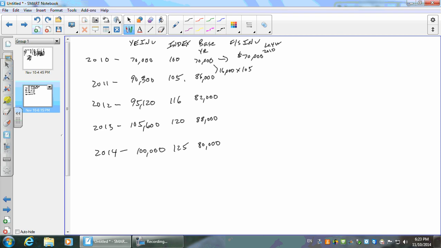1.05. That gives me how much? What's that new layer? What is 16 times 1.05? 16.8. That sounds right to me. That's right. Guess what? That's the 2011 layer. Okay? So now I've got 70, right? Plus 16.8. So what's my year-end inventory going to be at the end of 2011?